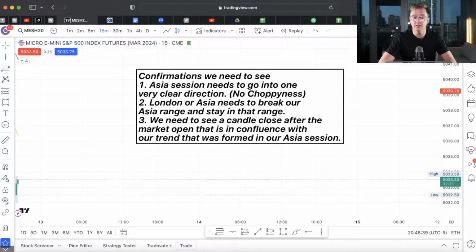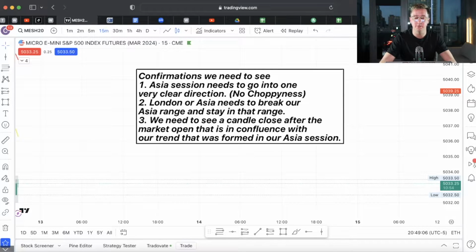Second, the London session needs to break our Asia range and stay in that range. So I want to see the high of the Asia range be broken and for price to continue to go higher gradually. Or I want to see price break the Asia low and continue to go lower and lower gradually. I don't want to see very big moves during the Asia or the London session. I want to see the big moves happen at the market open.